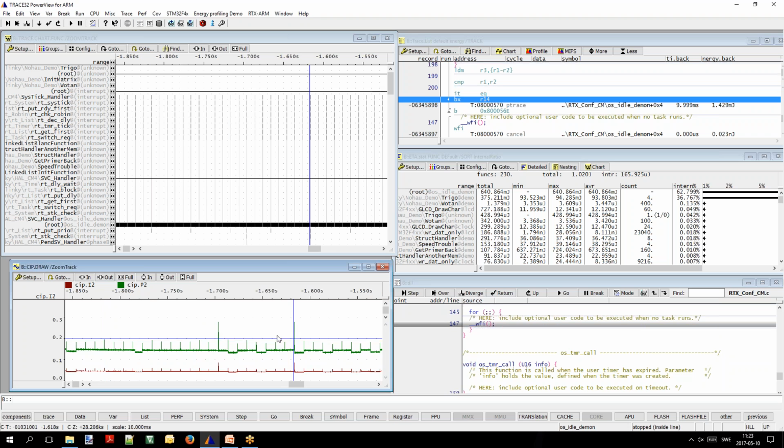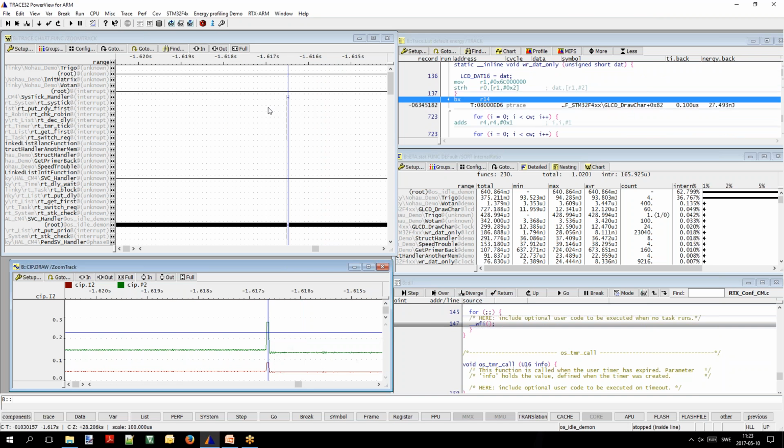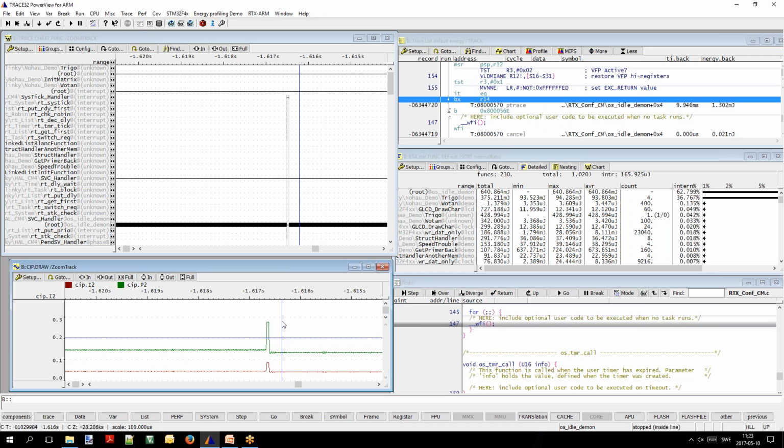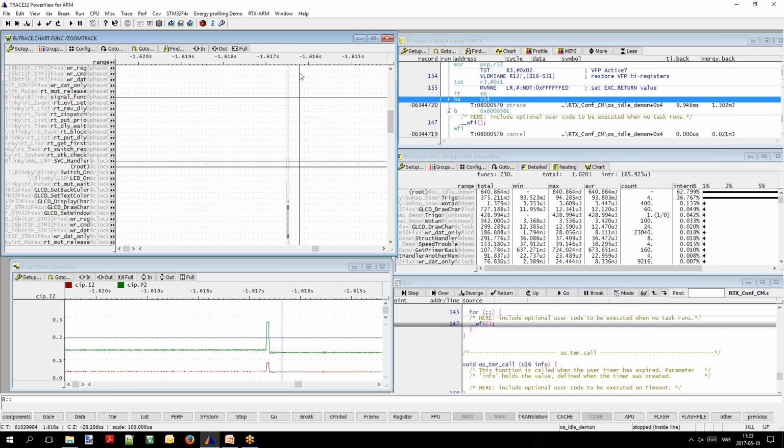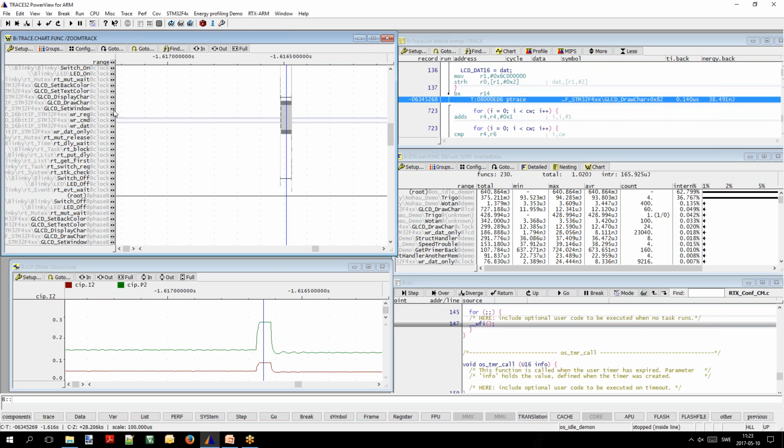I see I have larger power peaks. If we zoom in, I can see that it's both the SysTick handler, but there is something else also executing here. If we follow the gray line, we see that we have a function here, which is the LCD set window from the task called clock. So this is causing a little bit larger power peak, but this is also expected.